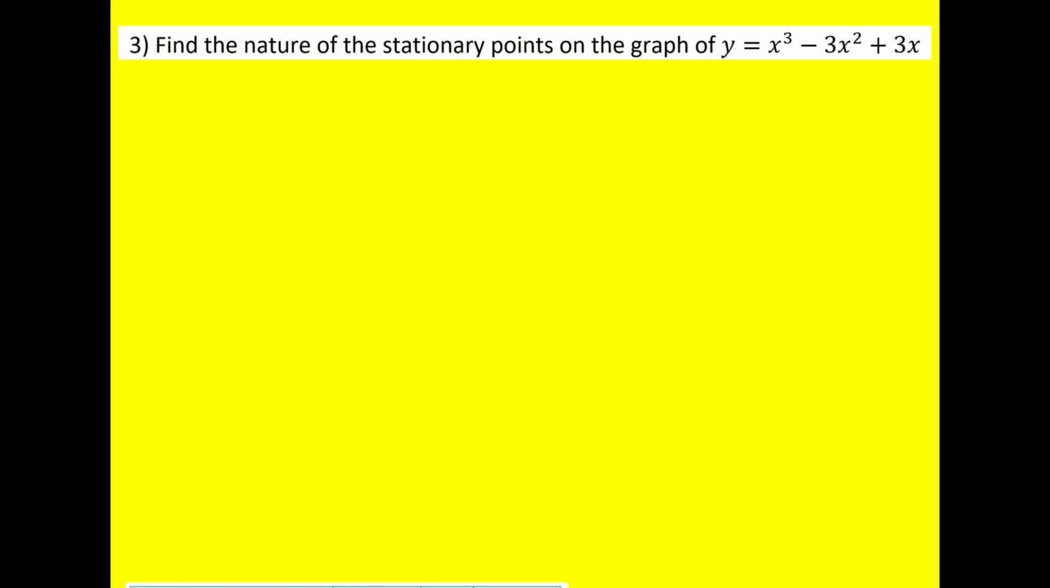Okay, one more example. Find the nature of the stationary points on this graph. All right, it's already written in a nice form. So the first thing is find dy by dx. It's going to be 3x squared minus 6x plus 3. Set to equal 0 for stationary points.